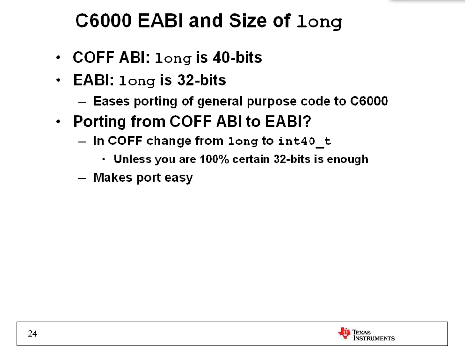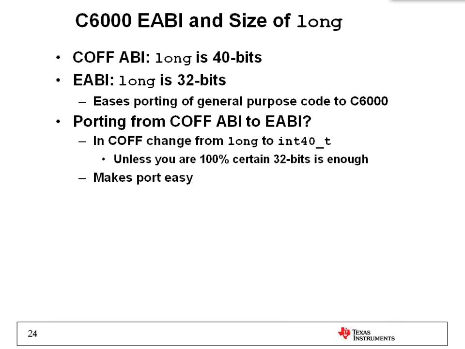Okay, the promised slide on C6000 EABI and the size of long. Under COFF ABI, long is 40 bits wide. Under EABI, long is 32 bits. And the reason we made the change is to ease porting of general purpose code from laptops and whatnot to C6000. Code that people have long thought long was 32 bits wide. Well, if you build for EABI with C6000, it will continue to be 32 bits wide.